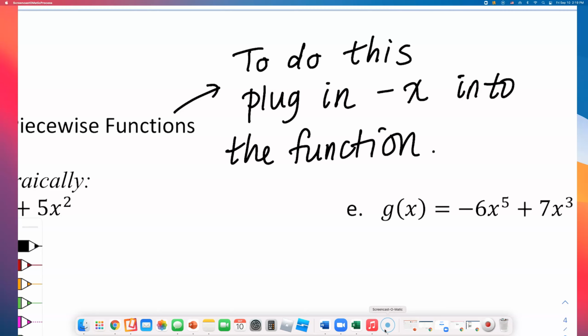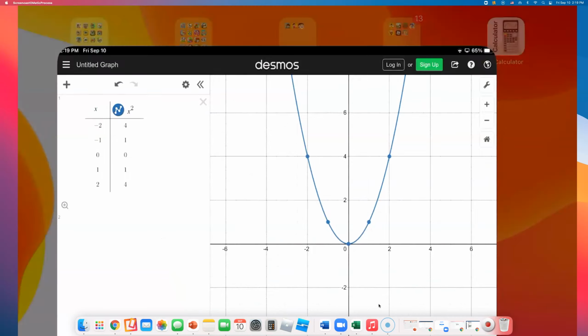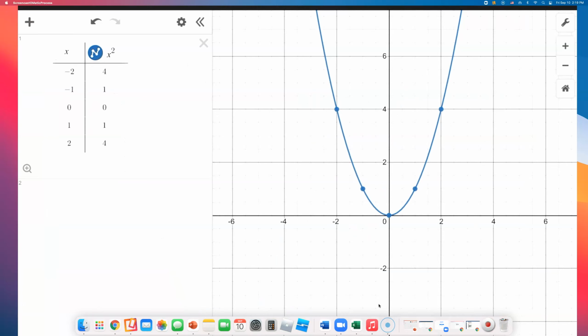Why are we doing that? I wanted to show you in this graph. This is an even function, right? When I plugged in -2 into this even function, I got +4. To have that symmetry about the y-axis, I should plug in +2, the positive version of this -2, and I should get the same y value, okay?